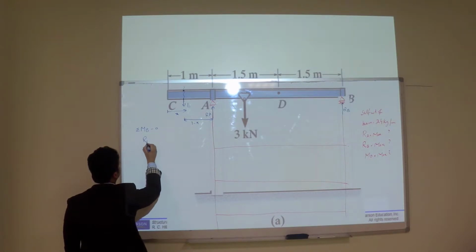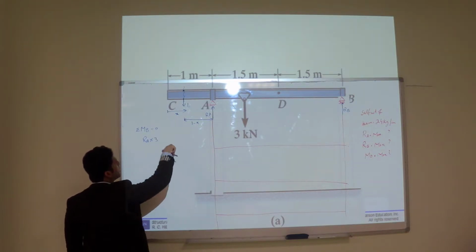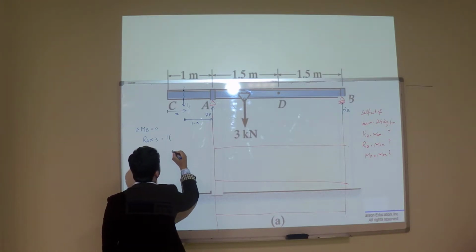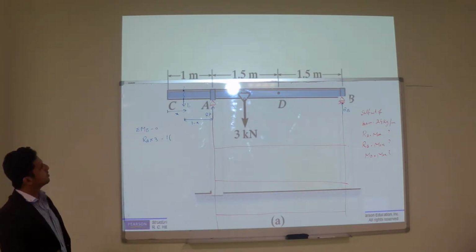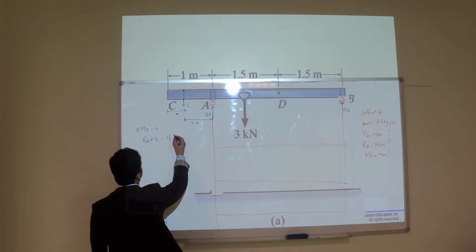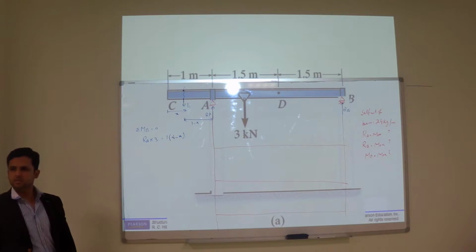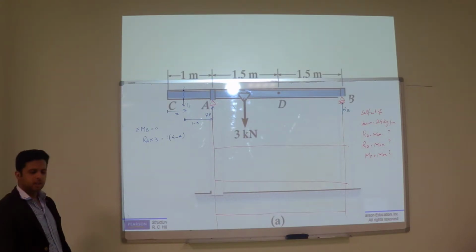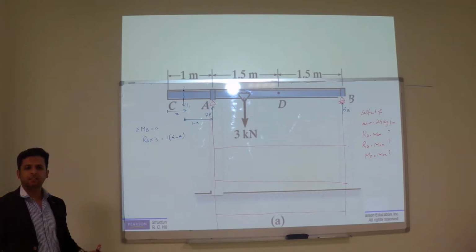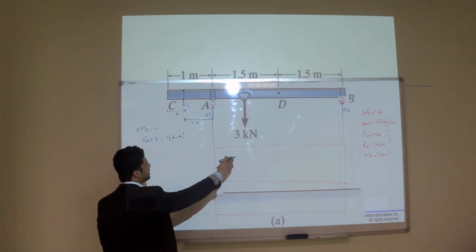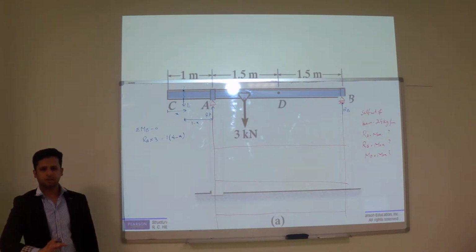So RA into 3 should be equal to 1 into 1 minus x plus 3. 1 into 4 minus x. You can say 4 minus x. What about the self weight? Do we ignore it for now? Ignore it right now because we are drawing the influence line diagram and that's for the unit load. Okay? Don't consider this load till now because we are drawing the influence line diagram.